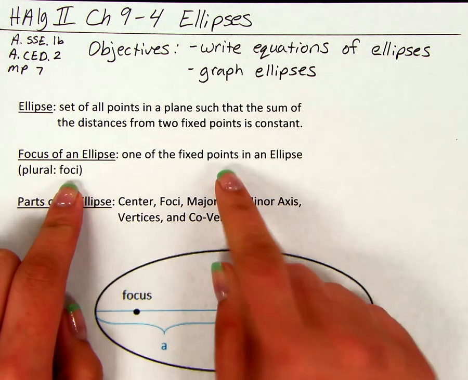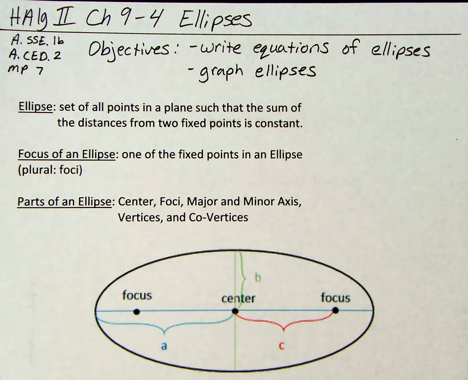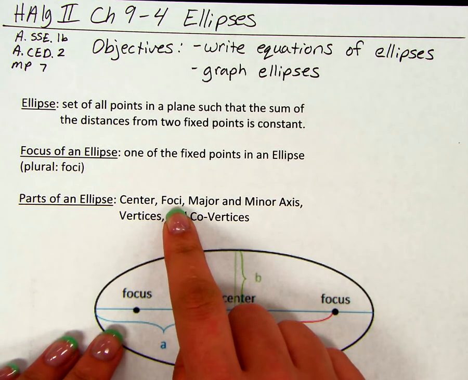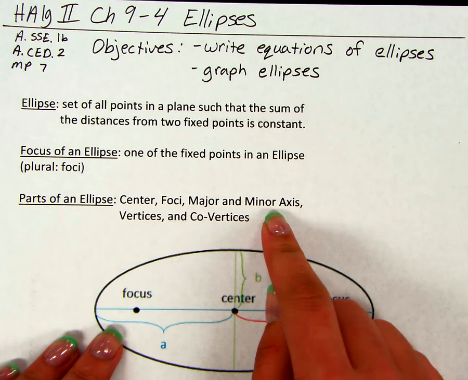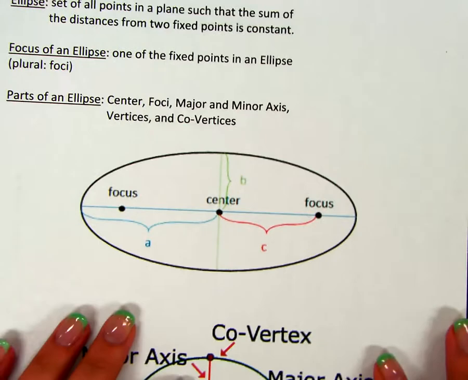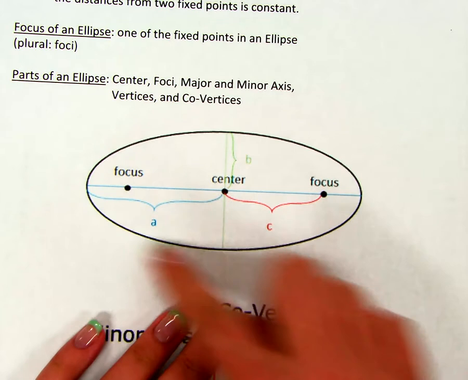Again, that's just the fixed points. Our parts of an ellipse are going to be the center, the foci, so there's two, the major and minor axis, the vertices, and the co-vertices. In general, here's what our ellipse looks like.